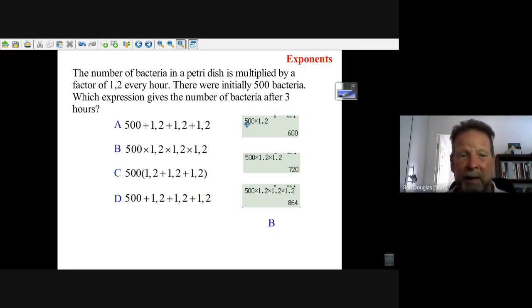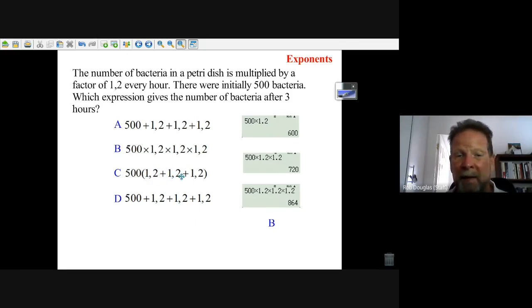Let's just do it on a calculator. You might want to do all these things on a calculator and see what you get. Let's take a look at this one. 500 times 1.2, you'd have 600 after the first hour. Times it by another 1.2, then you'd have 720. Times it by your third 1.2, you'd have 864 bacteria. This is exactly what's going on. You'd start with 500, you'd multiply it 3 times. Actually, 1.2 to the third power. That's why it's an exponent. And you get 864. So B is your answer.